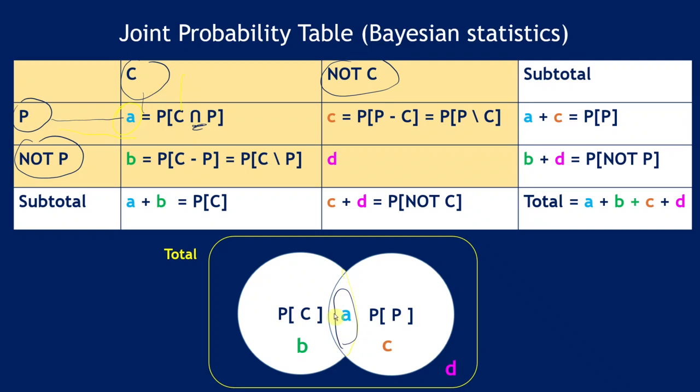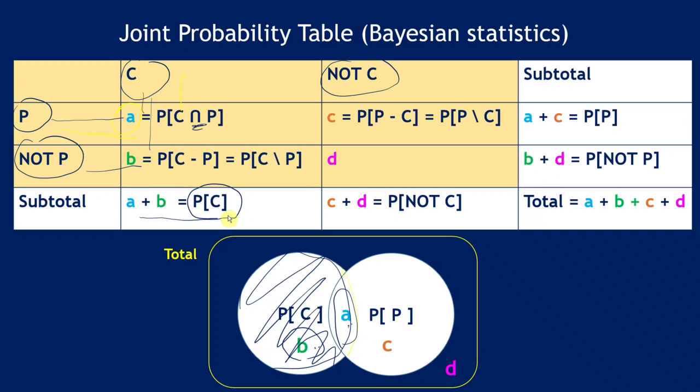So that's A. If we're talking about C but not P, this is your relative complement right here, and that would be the B region. So this is the area that's outside of the intersection. This is your C minus P, or C backslash P, the B region. When you add these two together, A and B, then you get your probability of C. So the entire C circle is the subtotal for this column, the C column.